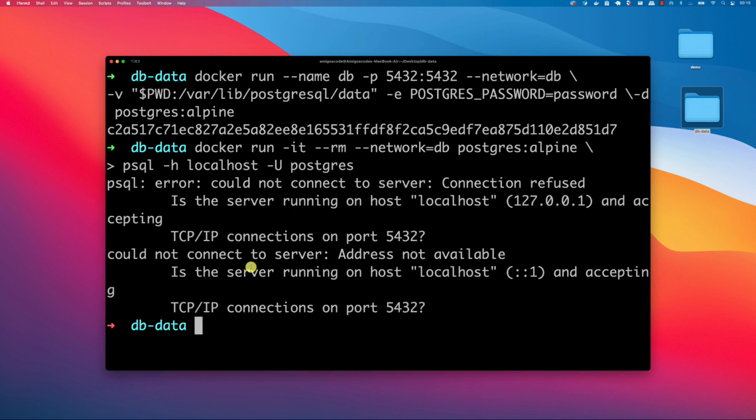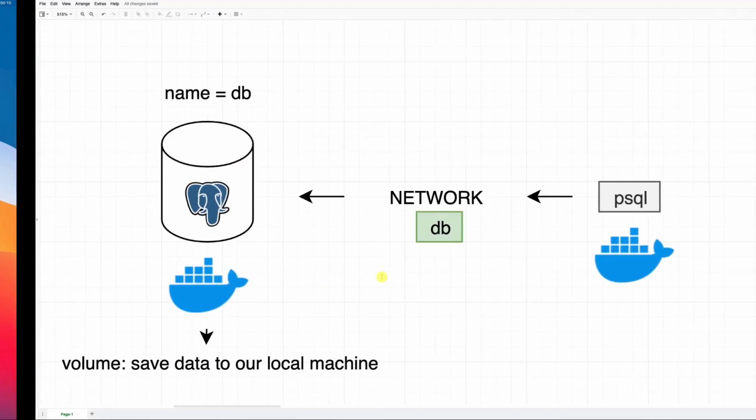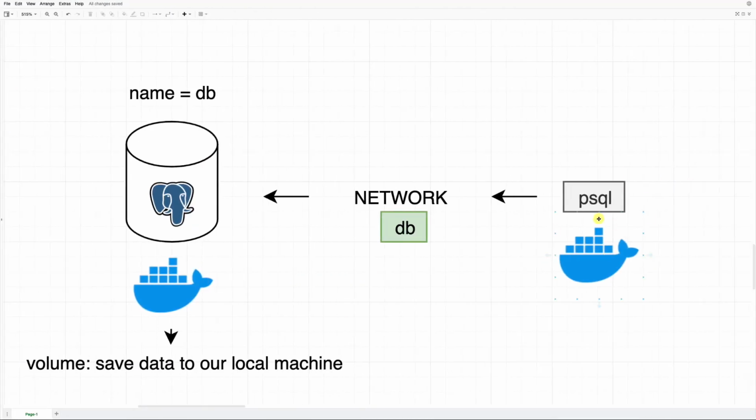And check this out. So here we have an error. So it says connections on port 5432, address not available. And this is because we have this container right here trying to talk to this container, right? But this container cannot use localhost, right? So this is the reason why we have this network, so that they can talk to each other right here.